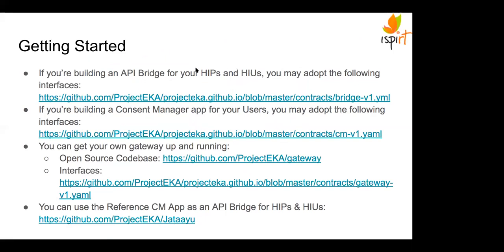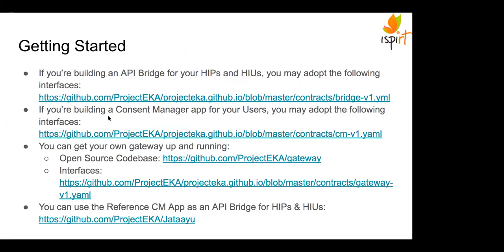So it's fairly simple to get up and running as an HIP and HIU. Broadly, my sense is it should take 2 to maximum 4 weeks if anyone's interested in being an API bridge for HIPs and HIUs to get up and running. And then, of course, you can keep layering on more and more functionality. The URL out here outlines the southbound interfaces that you will have to build out if you're aiming to offer your API bridge either to HIPs or to HIUs, respectively.